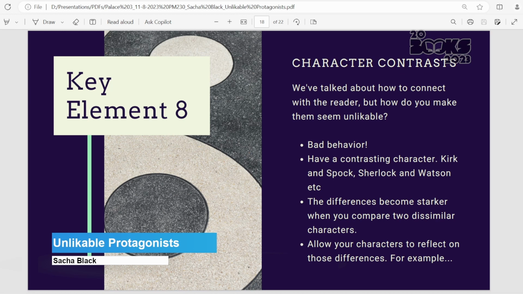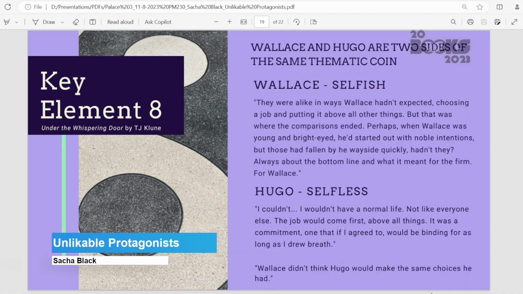The other thing that you need to do though is to allow your characters to reflect on those differences. This is where we are going to go into depth from Under the Whispering Door. So we've got Wallace and Hugo. Wallace is the epitome of selfish. And this is a quote from it: "They were alike in ways that Wallace hadn't expected." This is the reflection, right? "Choosing a job and putting it above all other things. But that was where the comparisons ended."